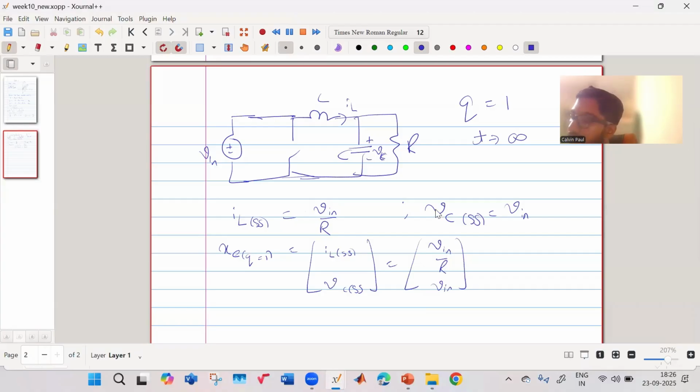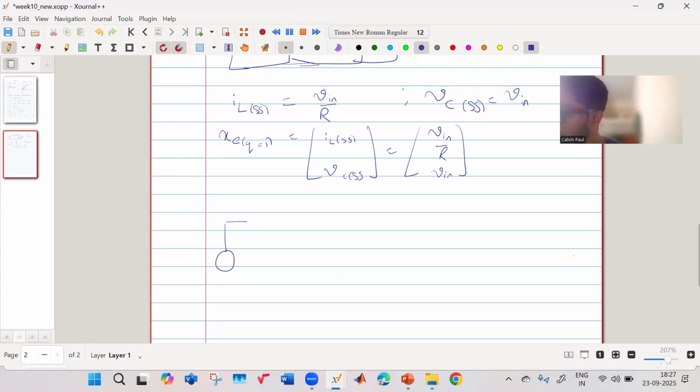Okay. The way I look at this is I consider that it is a DC circuit. For a DC circuit, what will happen? Your inductor is shorted, your capacitor is open. So that means this voltage will become equal to Vn, right? And your inductor current IL will be equal to Vn by R. That is how you can find the equilibrium point quickly. So this is for the buck converter when Q equal to 1. Now let us see the next case, when Q equal to 0.